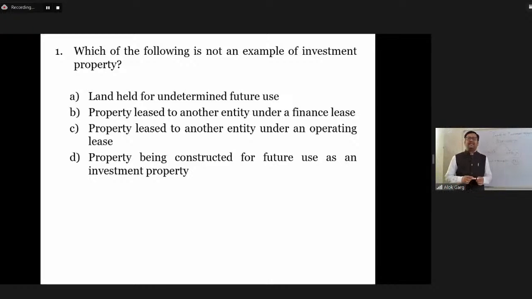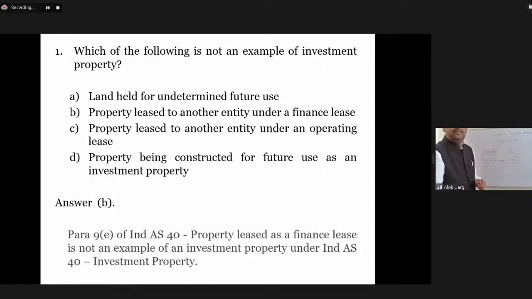Okay, so in this case, the right answer is property leased to another entity under a finance lease. Because under a finance lease, the property is going to be derecognized. So it is not an example of investment property. Para 9 of IndAS 40 says that property leased as a finance lease is not an example of investment property under IndAS 40.